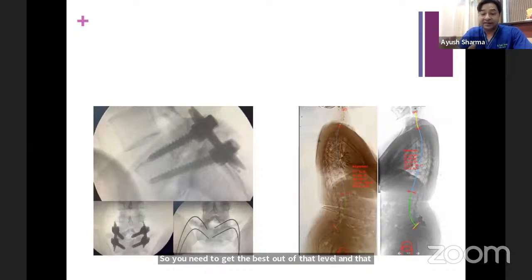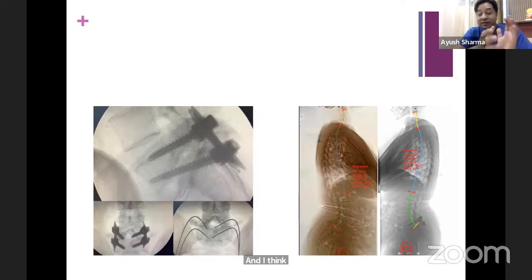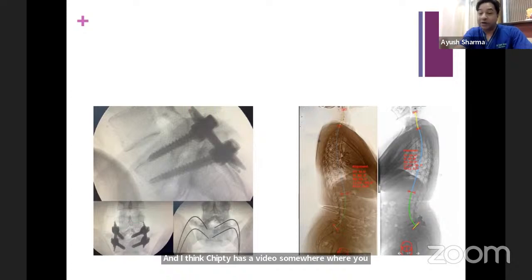Now, again, look at these images. This is a high-grade listhesis, but this is a balanced spine. These are some of the images where we have drawn the lines. I cannot go into detail, but I expect you to understand what pelvic balance is, how to measure it, and how to understand this on standing films. I think Kshitij has a video somewhere where you can go through and understand these points and these lines. So this is a balanced spine.